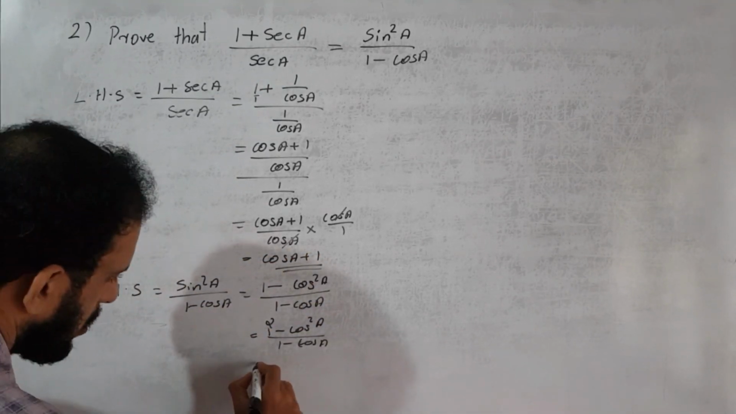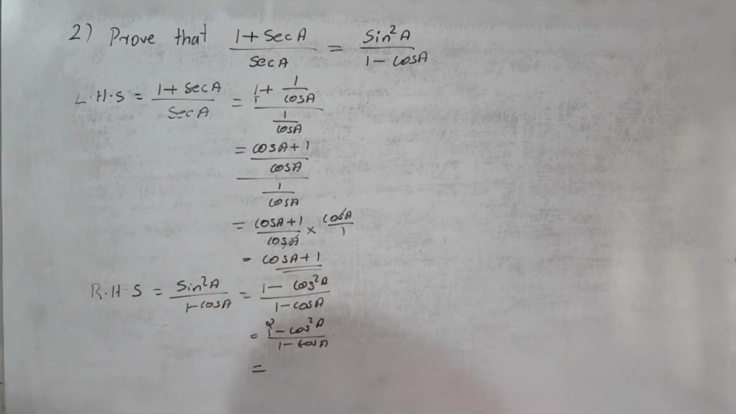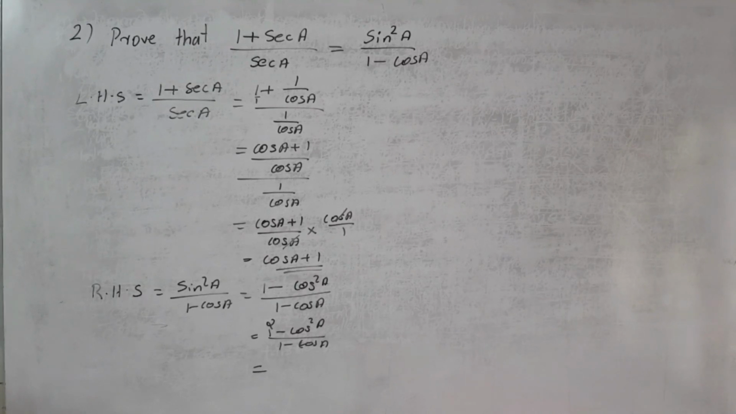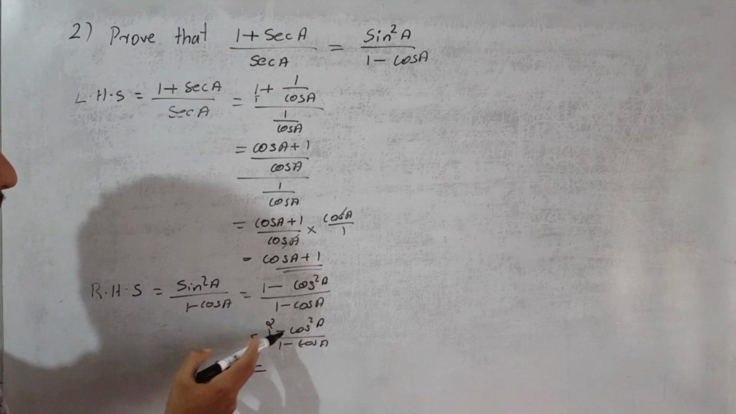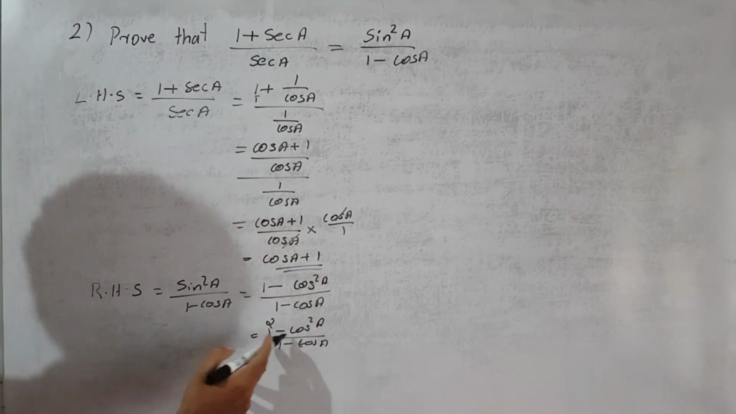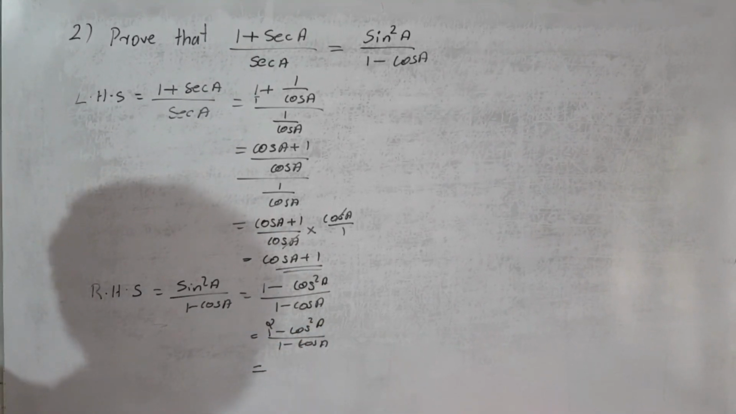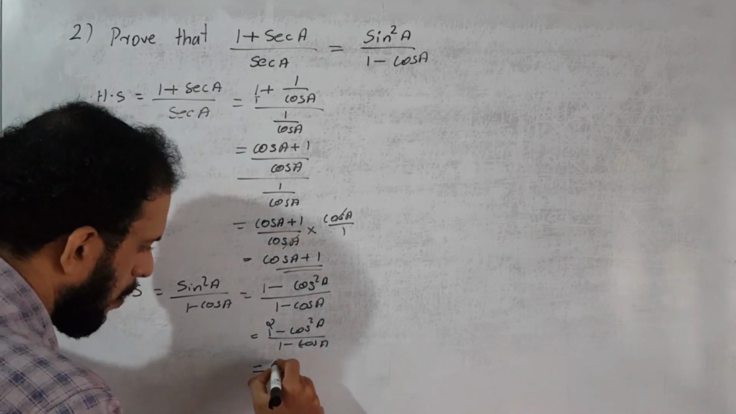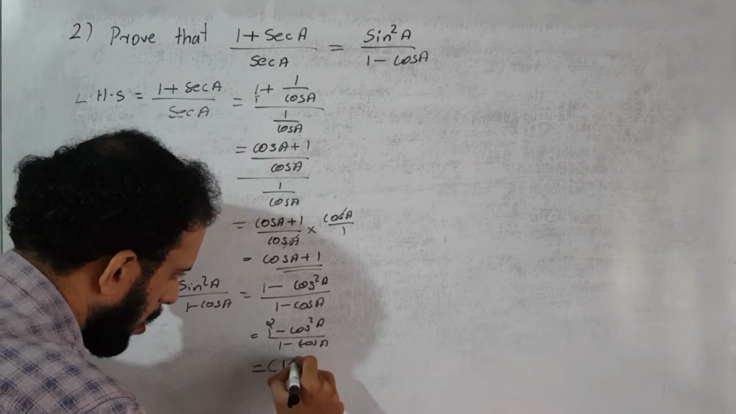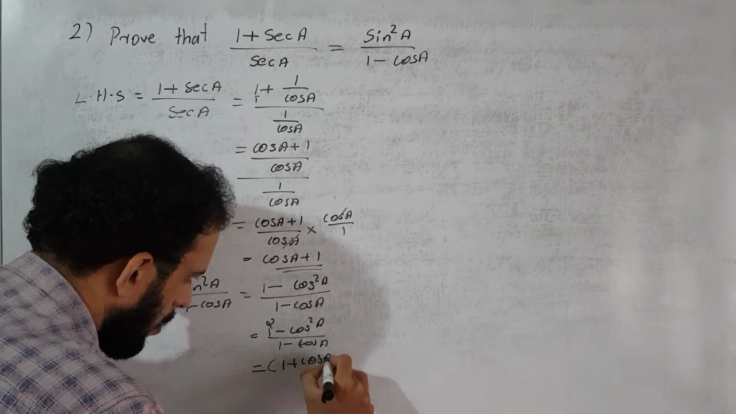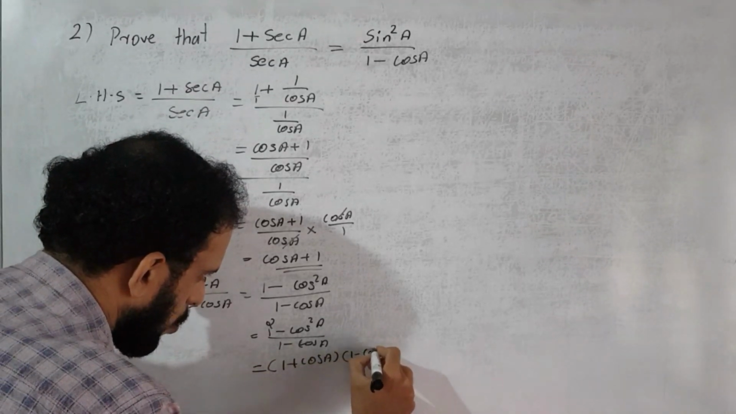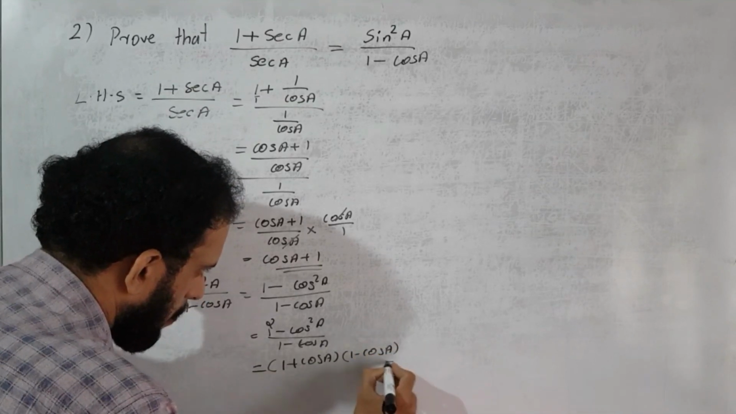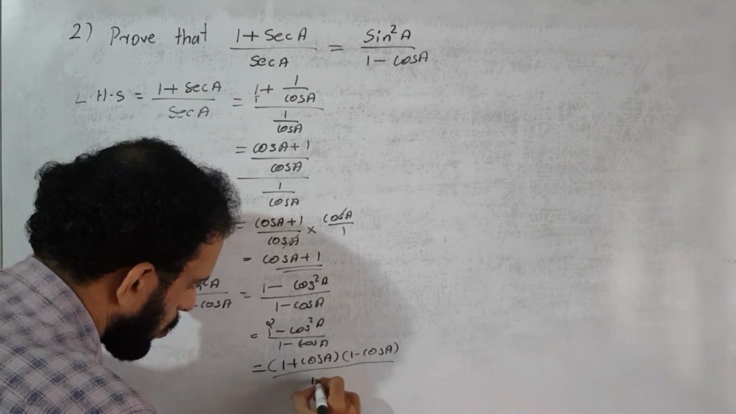Then now it is very clear, the numerator is in the form of A square minus B square, correct? 1 square minus cos square A is in the form of A square minus B square. What is A square minus B square? Yes, A plus B into A minus B. So it is possible to write 1 plus cos A into 1 minus cos A divided by 1 minus cos A.